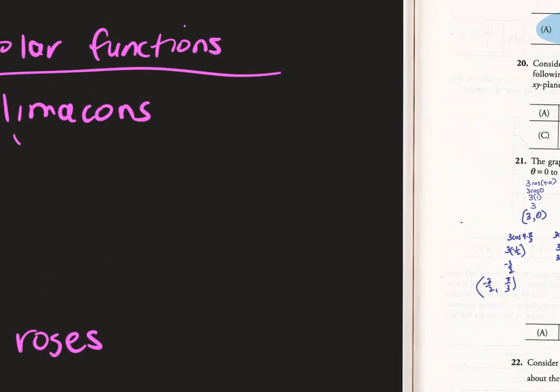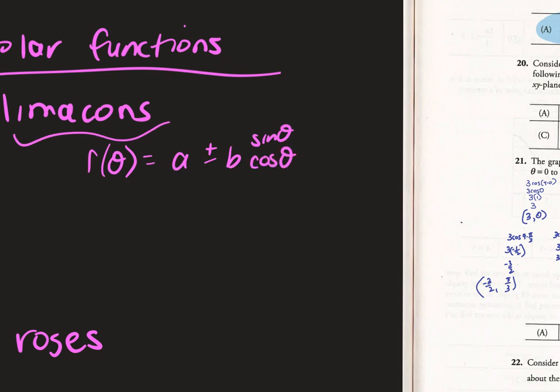So the limacons are the ones that would be r of theta equals a plus or minus b sine theta or cosine theta. And these were your inner loop, your cardioid, your dimpled, your convex.